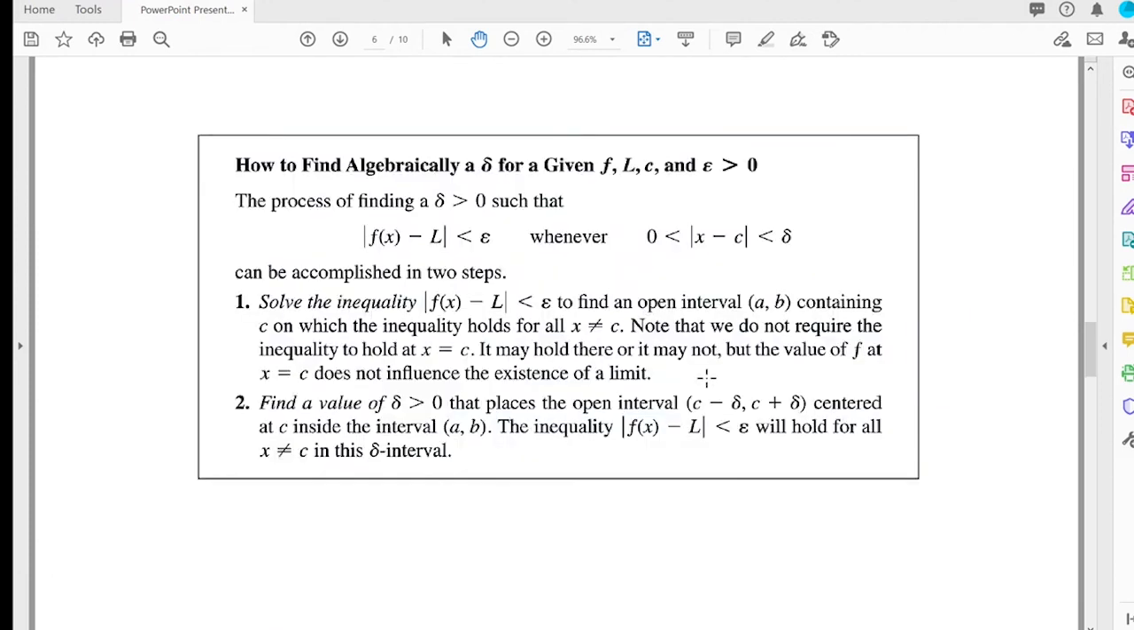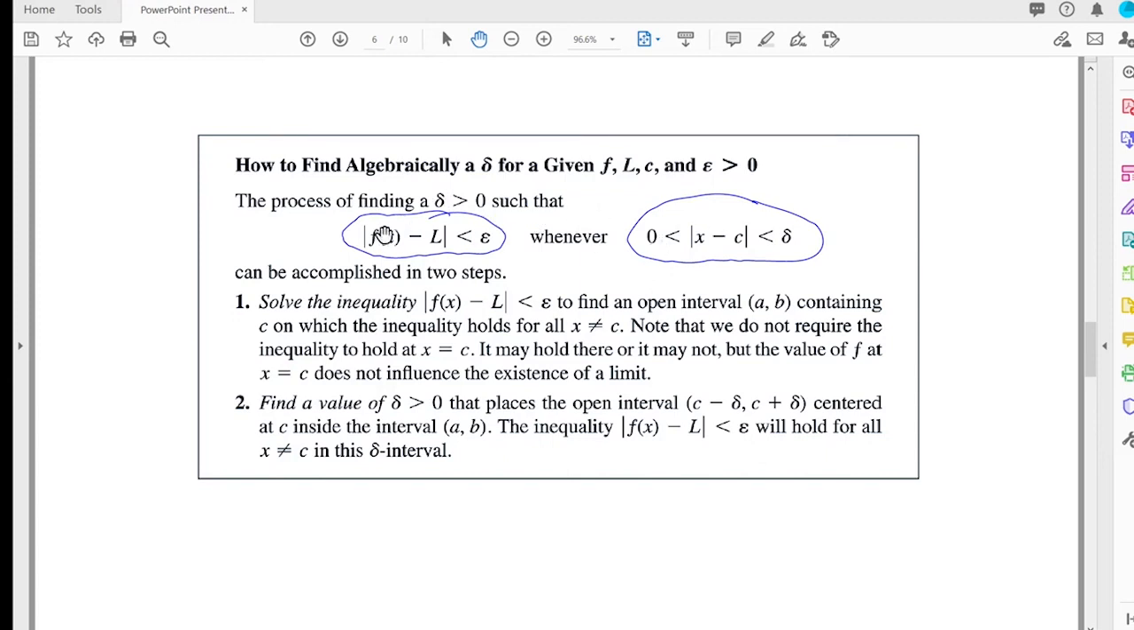Okay, sometimes we don't have graphs and we need to solve this problem of finding the delta using algebra. So these are some steps to help find the value of delta. How to find algebraically a delta for a given function f, limit L, value c on the x-axis, and epsilon. The process of finding delta such that this relation holds, meaning whenever you pick anything from this interval on the x-axis, the image of the function should be in this interval on the y-axis. That holds.